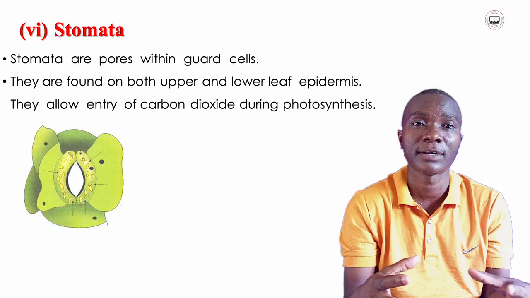So let's see the diagram of the stomata. Stomata are pores within guard cells. Those pores within the guard cells are found on both the upper and the lower leaf epidermis. So you can find these stomata on the upper and the lower parts of the leaf. What are the functions of these stomata? They allow entry of carbon dioxide during photosynthesis. As we'll be learning more about photosynthesis, carbon dioxide is one of the raw materials for food to be made in the leaves. It is through these stomata that carbon dioxide gets into the leaf.